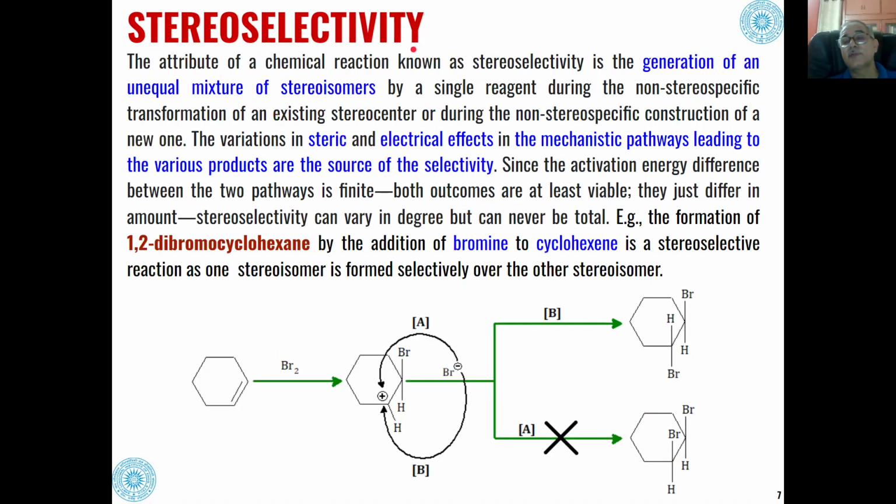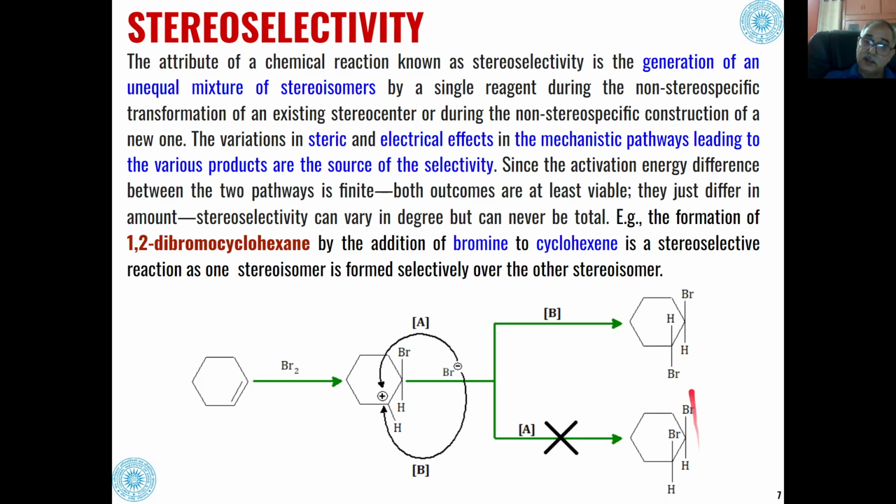Then is stereoselectivity. Stereoselectivity is, as you know, if some reaction takes place, for example addition of bromine to cyclohexene, in the first step one bromine will add to the alkene and we will get a bromonium ion, and then the second bromide as the nucleophile will attack this carbon either from this side or from this side, and there is a possibility of formation of two isomers.